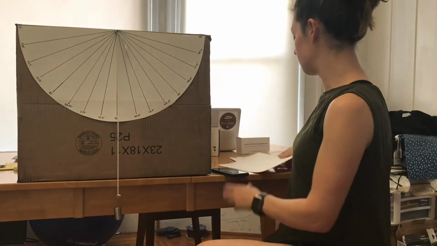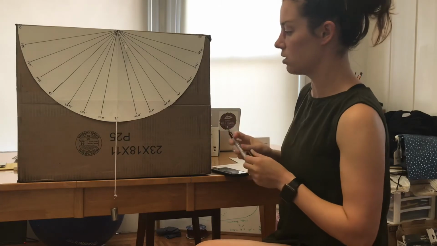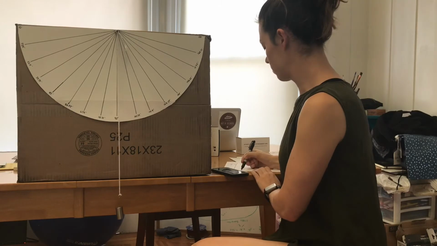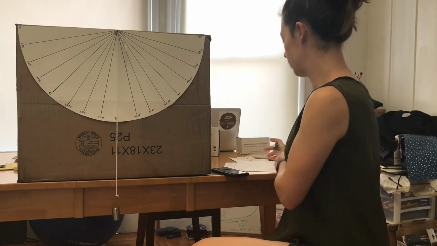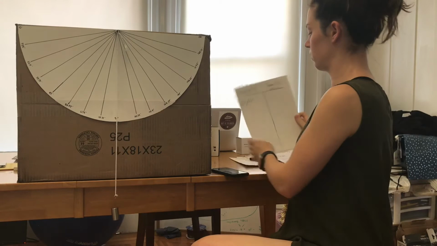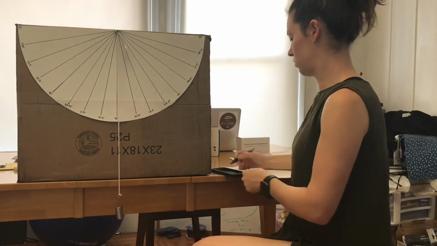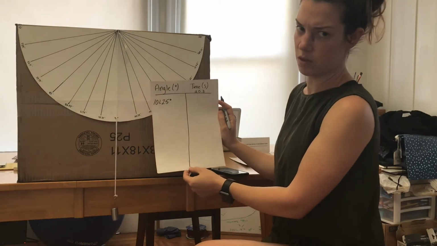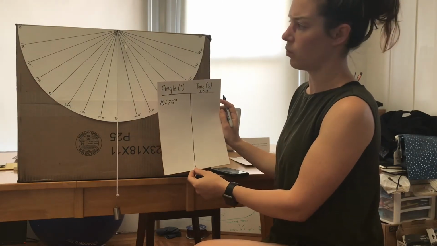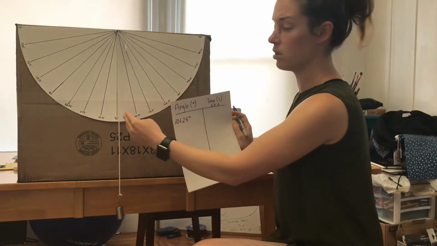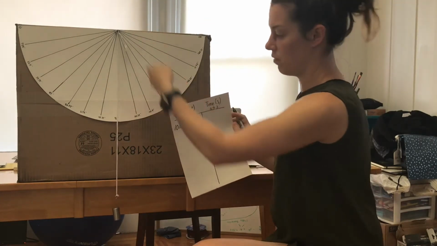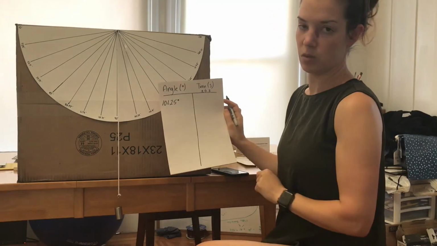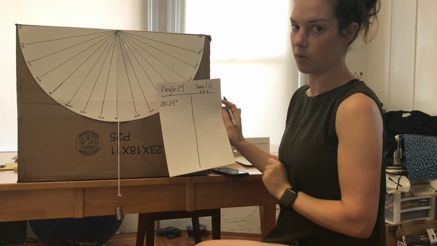Alrighty, let's get started. The first angle I'm going to test is 101.25 degrees. Some of you are asking, Michelle, why are you using such strange angles? Basically what I did was I took the 90 degrees, divided it in half, divided in half, and divided in half. So I get these weird quarter angles. It was just the easiest way to set up the protractor. Trust me, the math will work out.